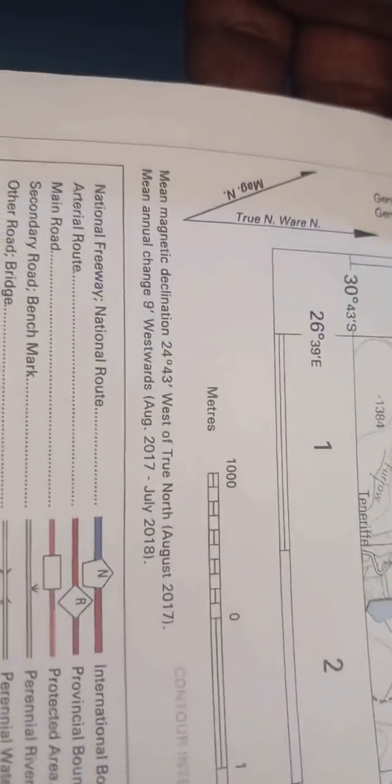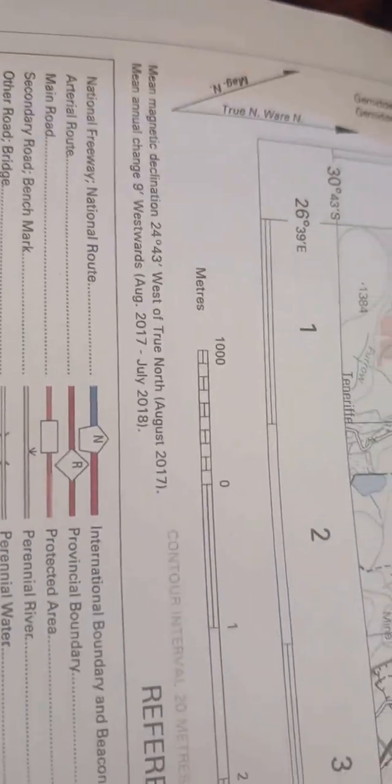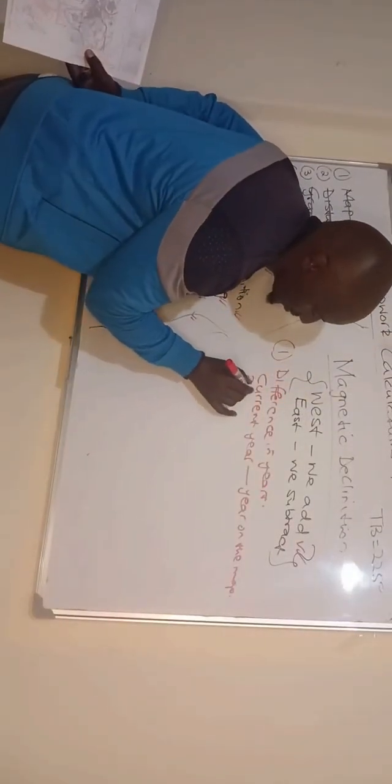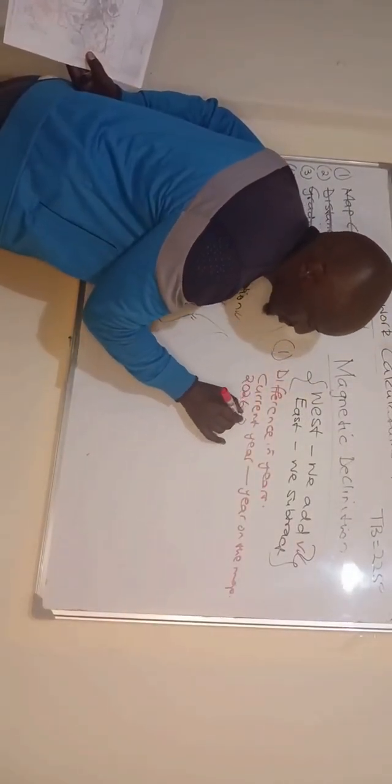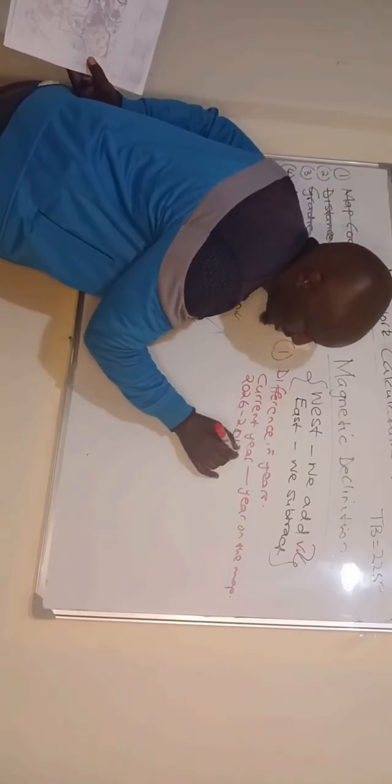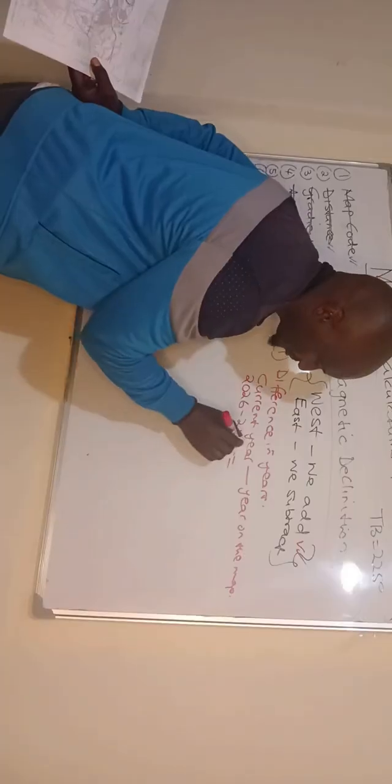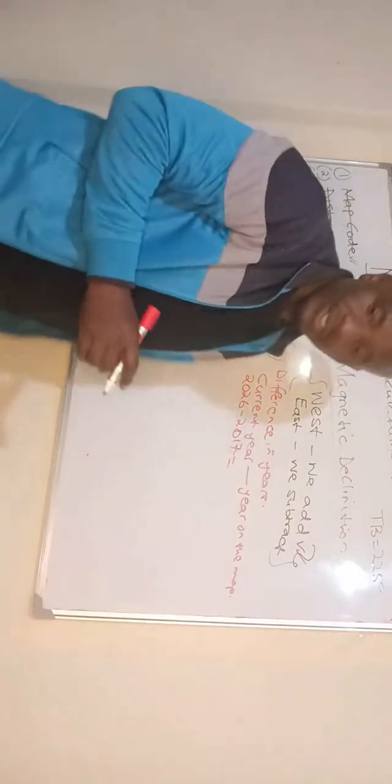2017, that's correct. So we use this year here at the top, which is showing the magnetic declination. That's the one that we use. So it's 2026 minus 2017. The difference in years here is going to be 2026 minus 2017. What is the answer?